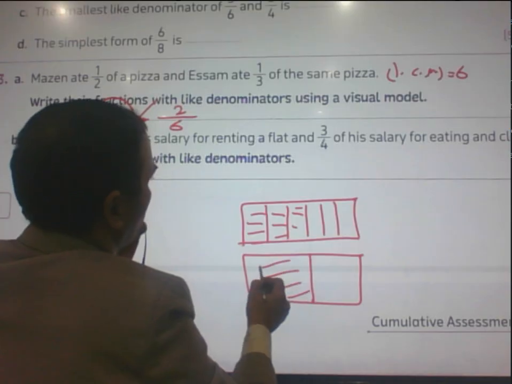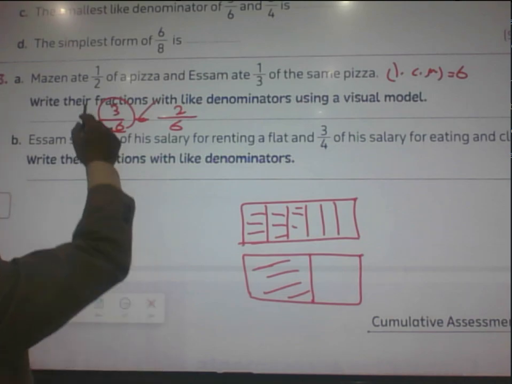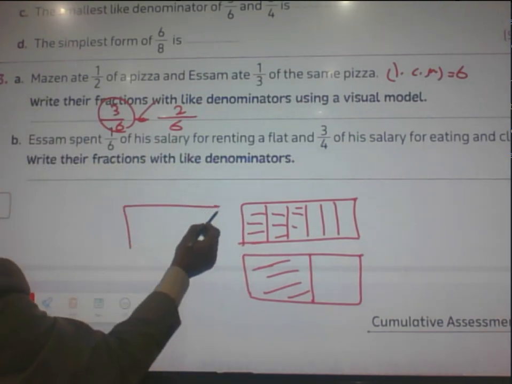Then half is equivalent to 3 over 6. Okay, 3 over 6 equals half. And 2 over 6, you can write as a third also.